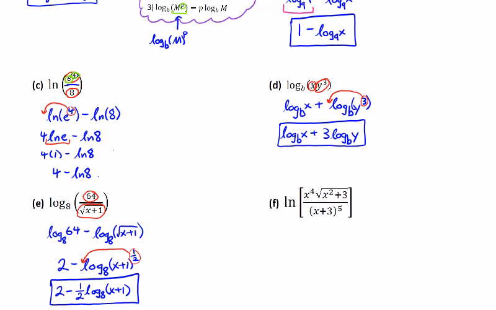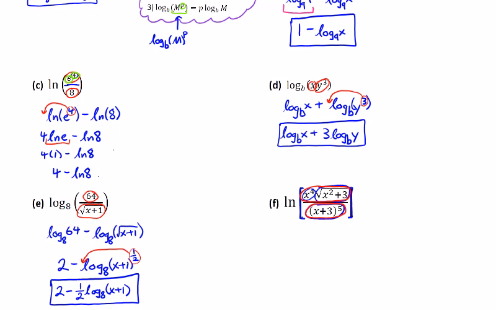Last example, we have the ln, and we have the square brackets here to represent the argument of this log. So there's a lot going on here. We have x to the 4, we have the square root of x squared plus 3, we also have the x plus 3 raised to the 5th. So I'm going to take the entire numerator and the entire denominator, and I'm going to apply the quotient rule. This is the very first step that I would have to take.